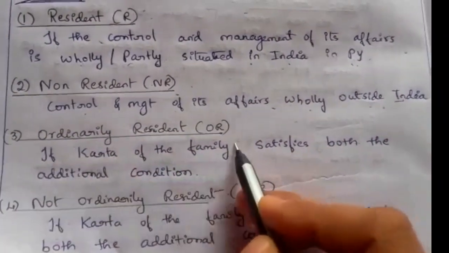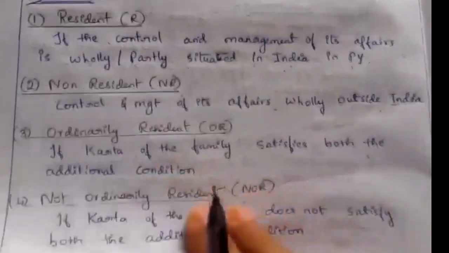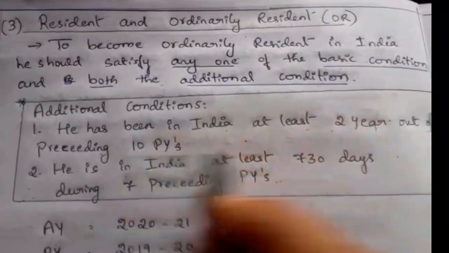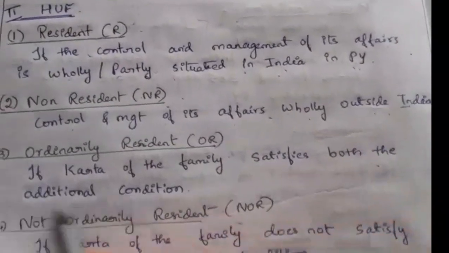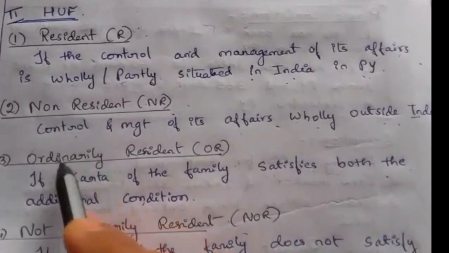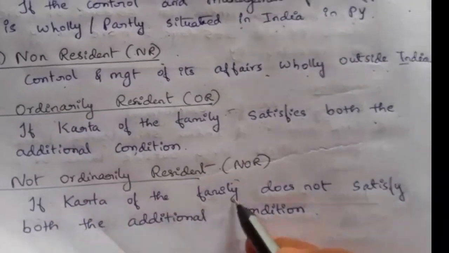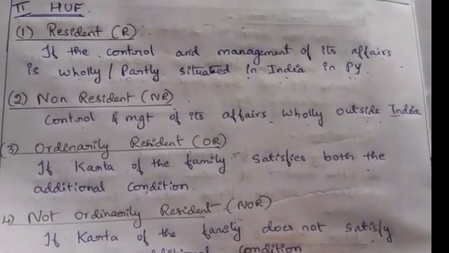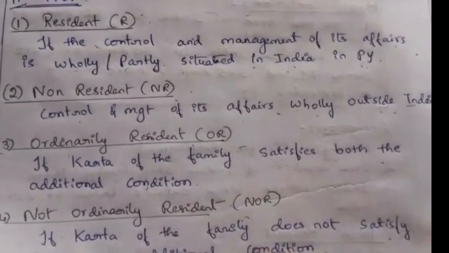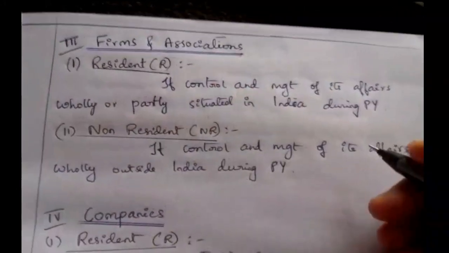Next, third one is ordinarily resident. If the karta of the family satisfies both the additional conditions, which are the same additional conditions given for the individual case, then the HUF becomes ordinarily resident. Not ordinarily resident means if the karta of the family does not satisfy both the additional conditions, then the HUF becomes not ordinarily resident.